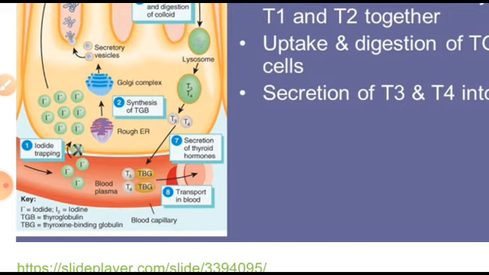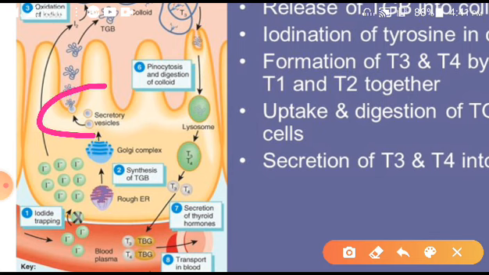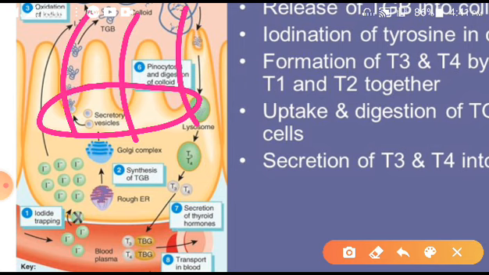Now it is synthesized actually from the basal portion. If you see the basal portion, these are the basal portion, right? So it's synthesized from the basal portion of the cell toward the lumen, means it's synthesized here and goes like this into the lumen, where it is stored in the extracellular colloid, and it remains there in colloid form, right?